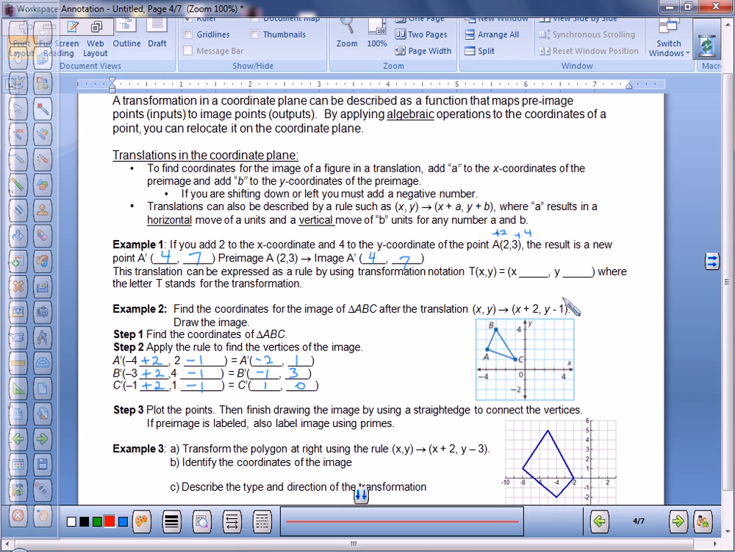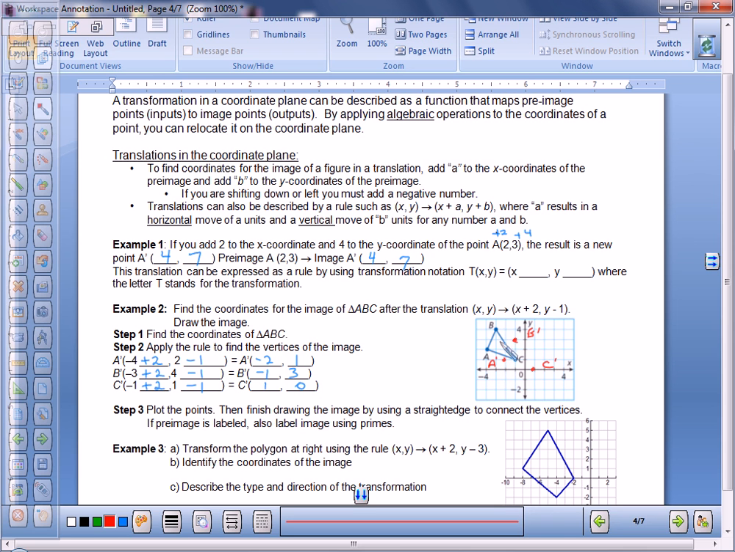I look at this rule. What does this rule tell me to do? This +2 means take this point and go right 2. This -1 says take it and go down 1. So B to B prime would be right 2, down 1, B prime. Right 2, down 1, C prime. Right 2, down 1, A prime.